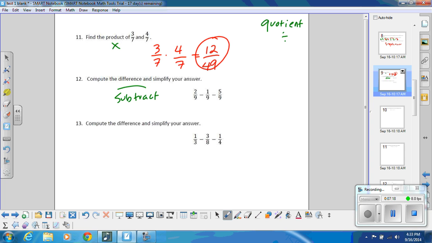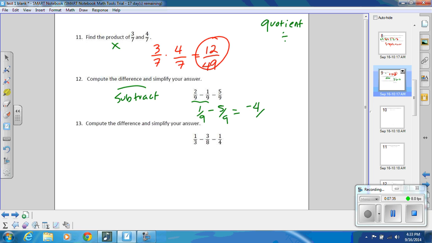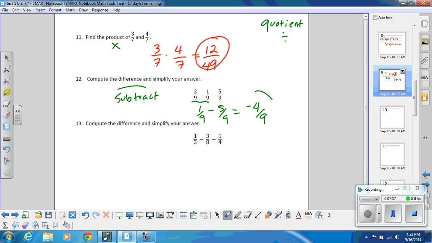So if I do 2 minus 1 first, if I do these 2 first, I should end up with 1/9. Now I just copy the minus 5/9. Okay, I'm just bringing it down. Now, if I do 1 minus 5, because again, I'm just adding or subtracting the tops here, I end up with -4/9. And that does not reduce either. So that's my final answer.